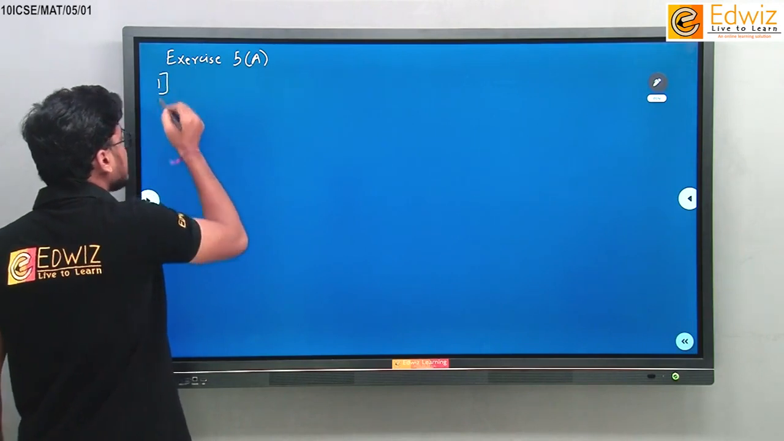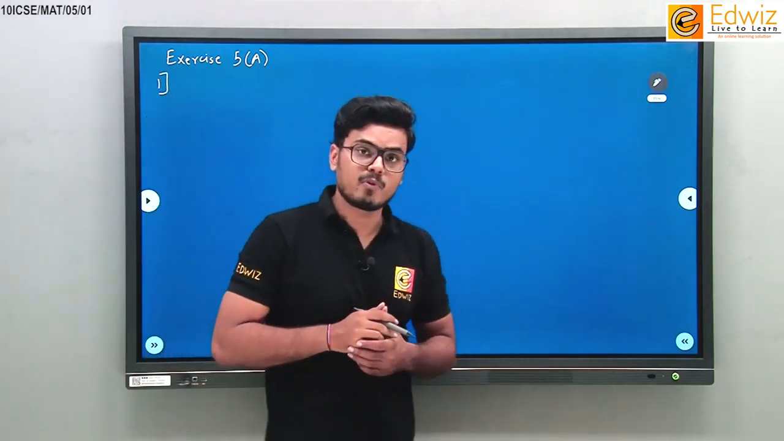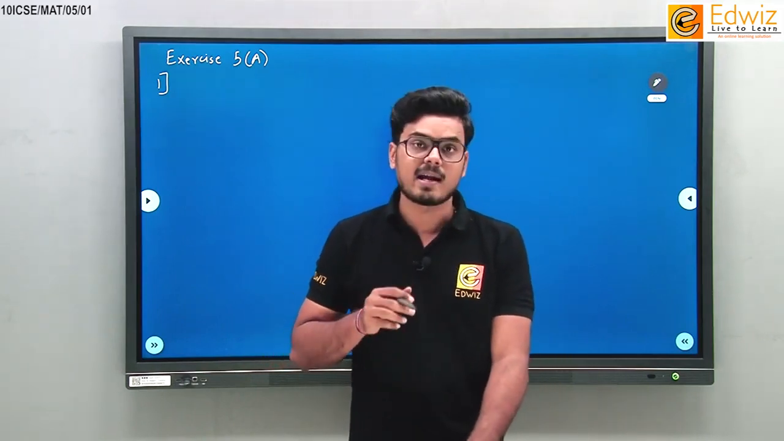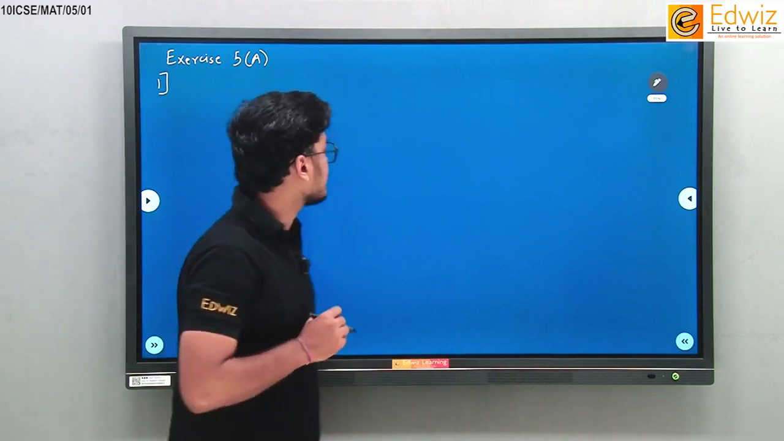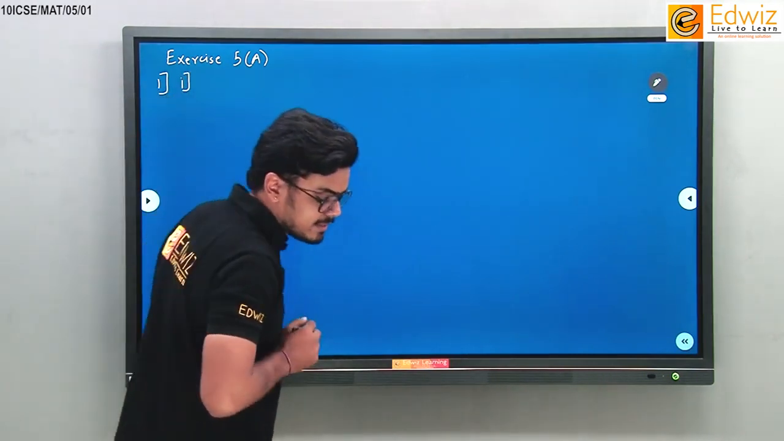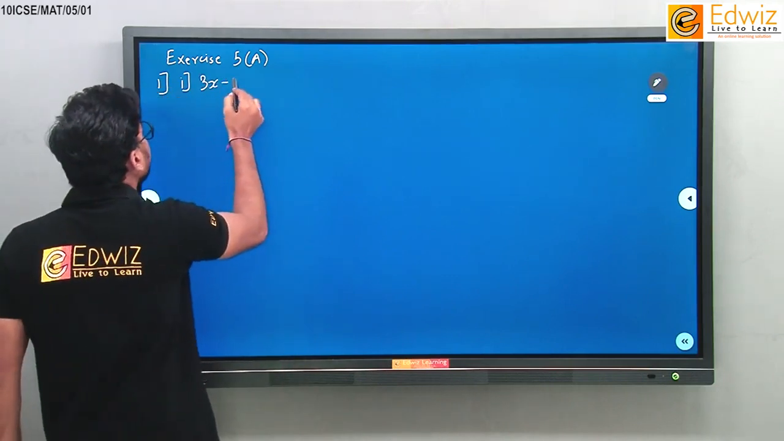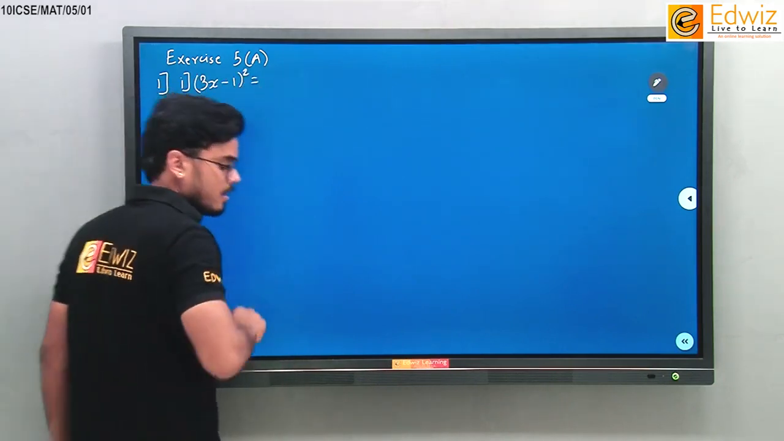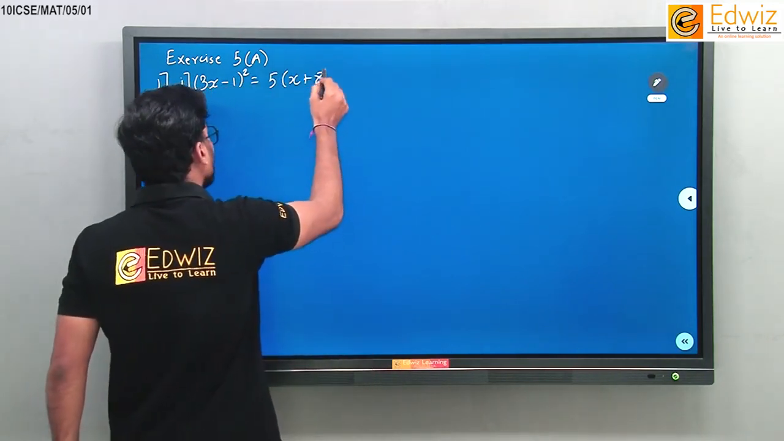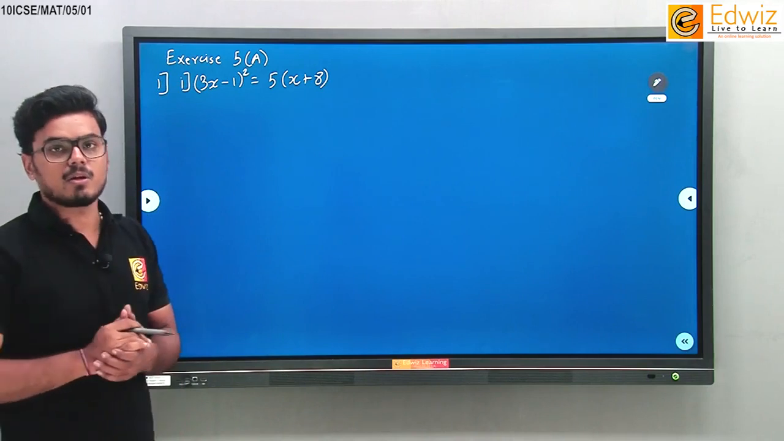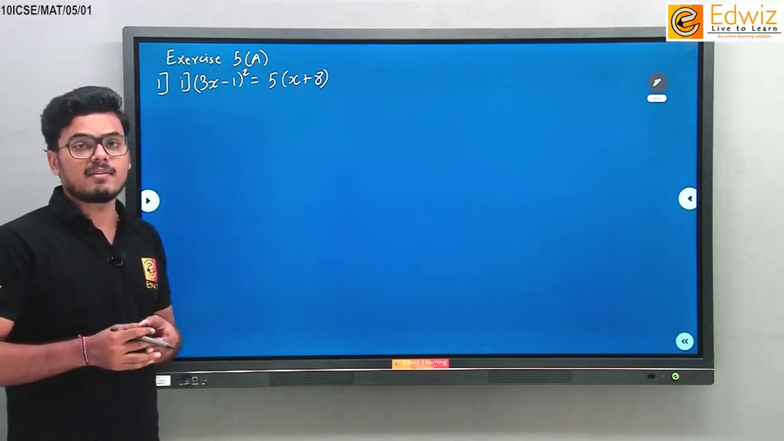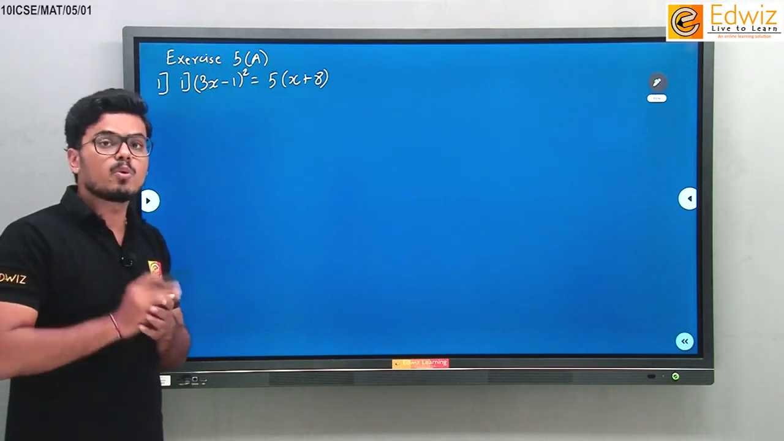Okay, the first question has a lot of sub questions. I'll just read it. Find which of the following equations are quadratic. The very first equation here is 3x minus 1 the whole square equal to 5 into x plus 8. We have to tell whether this is a quadratic equation or not. So try to bring the equation to its standard form. After that, we can check whether the degree is still 2 or not.